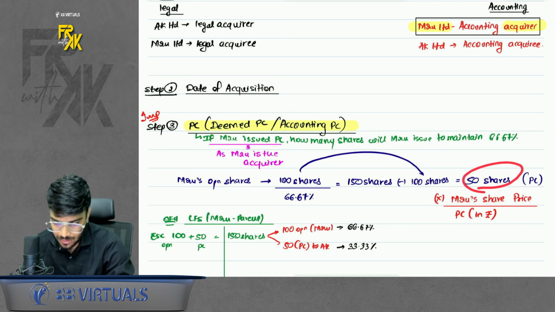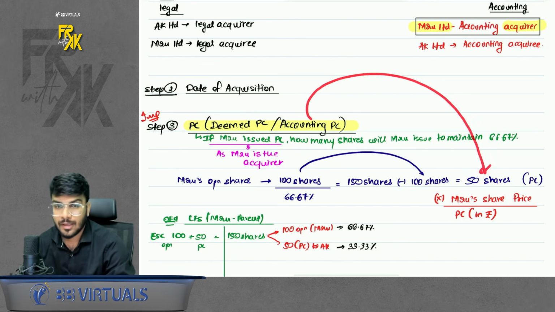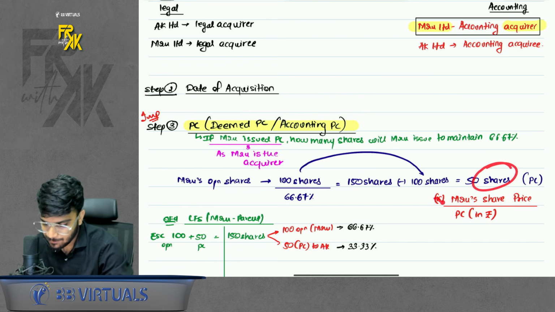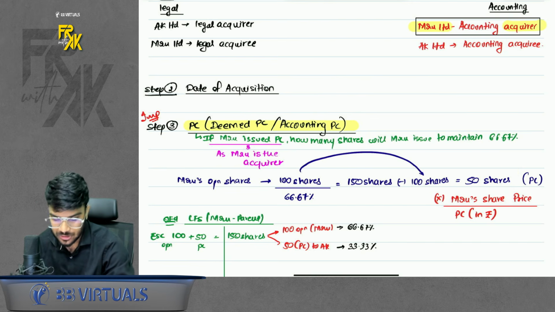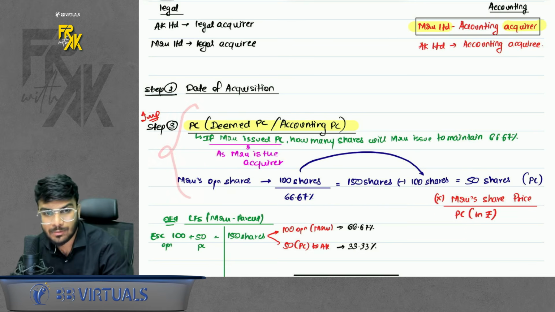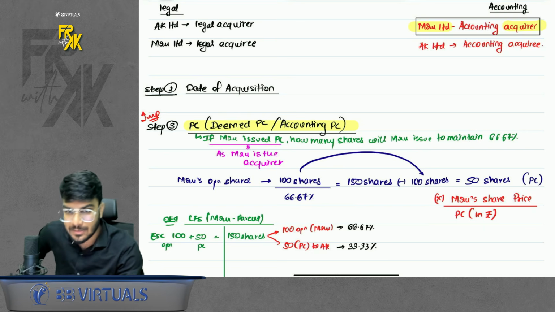50 shares. This is nothing but the accounting PC. If MRU would have given the PC, it would have issued 50 shares. Multiply this by the company share price, MRU's share price, of course. You will get the PC in rupees. This is the most important calculation in case of reverse acquisition. Do remember this part.